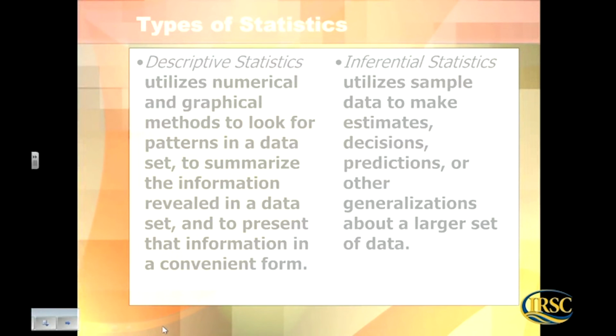There are two types of statistics, descriptive statistics and inferential statistics. So descriptive uses numerical and graphical methods to look for patterns in a data set, to summarize the information revealed in the data set, and to present that information in a convenient form. Inferential statistics utilizes sample data to make estimates, decisions, predictions, or other generalizations about a larger set of data.